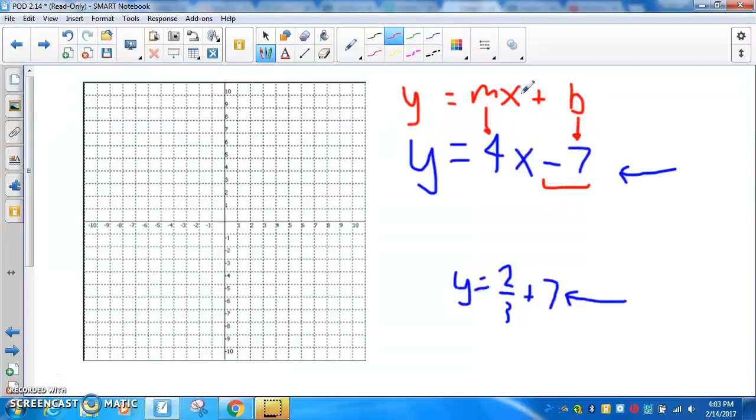I want to point out that y and x are always just y and x. They're variables. We don't actually replace them with numbers unless, of course, we're trying to find solutions to this equation, doing something with inputs and outputs. But anyways, on to graphing.